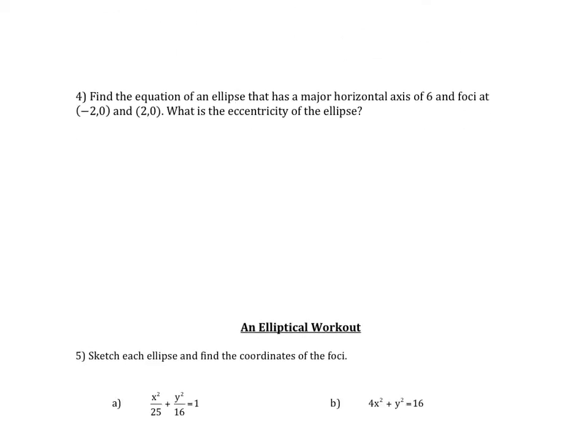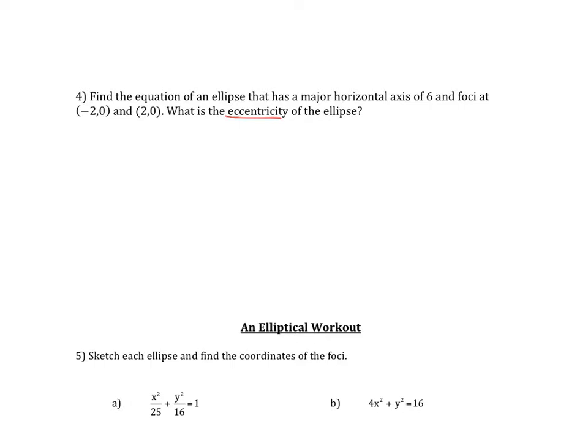Number 4, find the equation of an ellipse that has a major horizontal axis of 6 and foci at negative 2, 0, and 2, 0. And then what is the eccentricity? That's the word eccentricity. We haven't talked about it. Okay, I'll get to eccentricity in a second. Let's come up with the equation first.